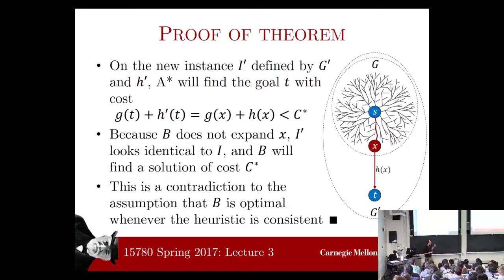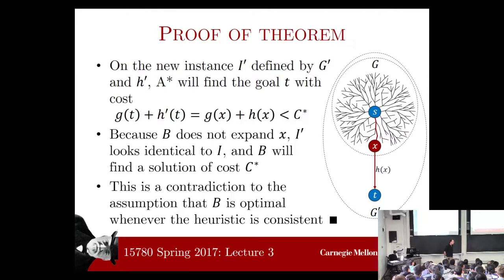And in addition, we've given it this consistent heuristic function H, which again looks exactly the same as before as long as you didn't discover T. So this means that algorithm B will not be optimal on this new instance, in contradiction to the assumption that it's always optimal given a consistent heuristic. Okay? Yeah, question. How do we know that B will not expand X in the new algorithm?